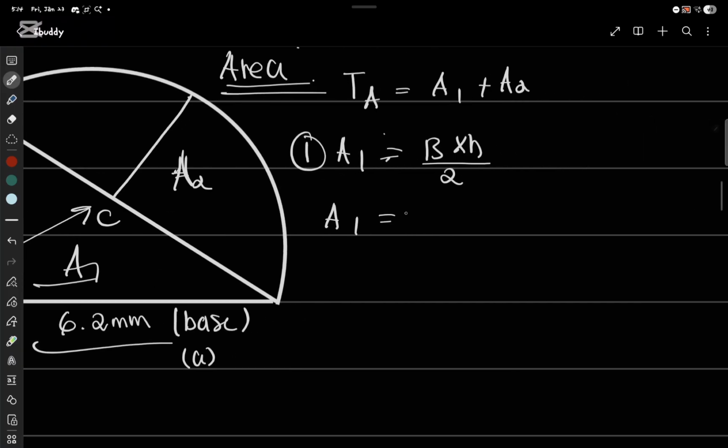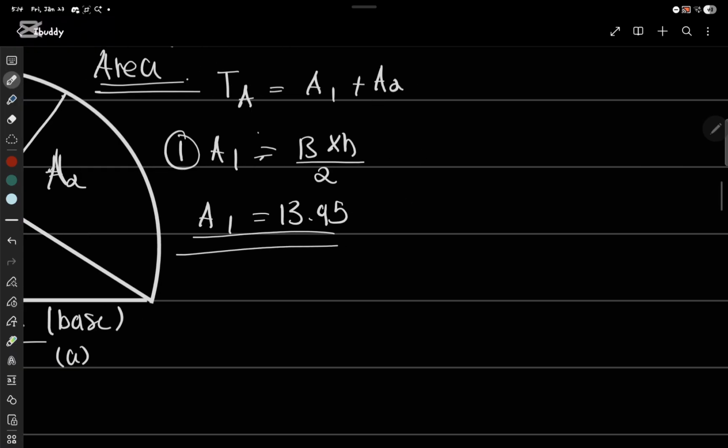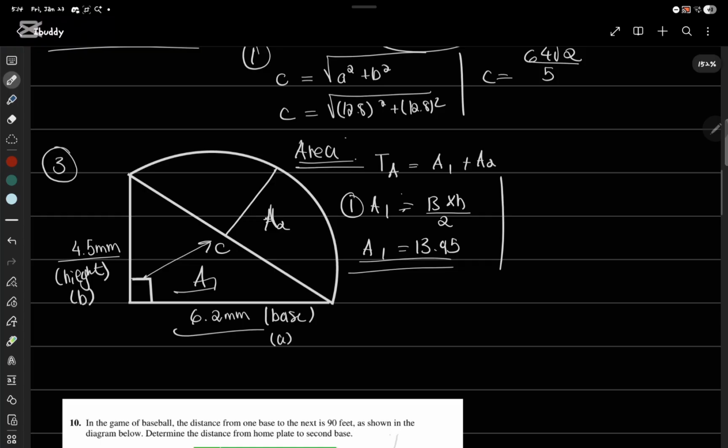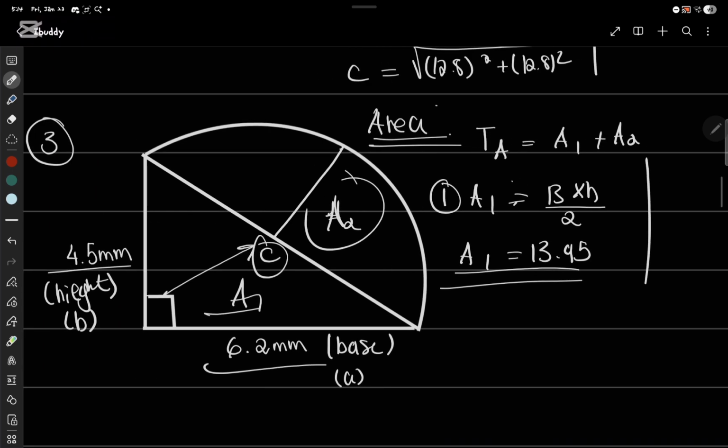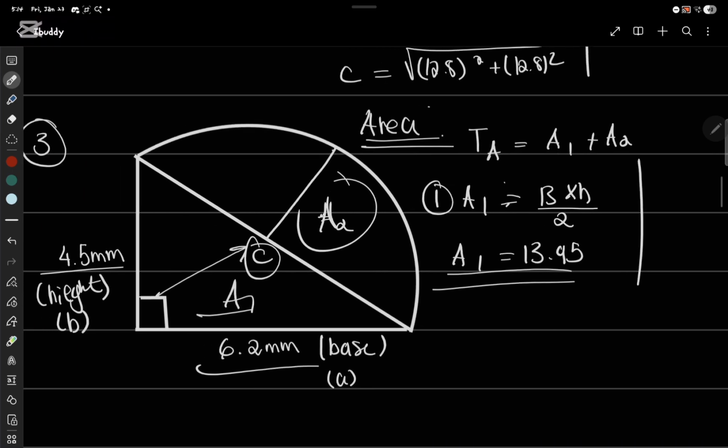That would output around 13.95. That's your area 1. Good. Okay, you got your area 1 done. Now you must find area 2. As I said earlier, we have to get C, right? So let's get C by using Pythagorean theorem.